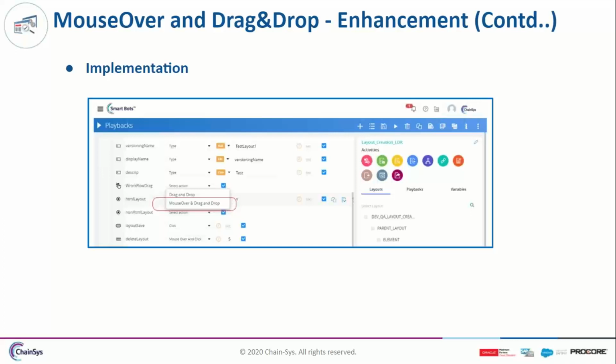You can see the actions also. And on the right side, you can see our activities. Here you can see drag and drop and mouse over and drag and drop is there. So wherever you want to use mouse over and drag and drop, you can use this activity. This will be helpful where you have that need. It is one of our recently introduced features. Yes, we can go for the next one.